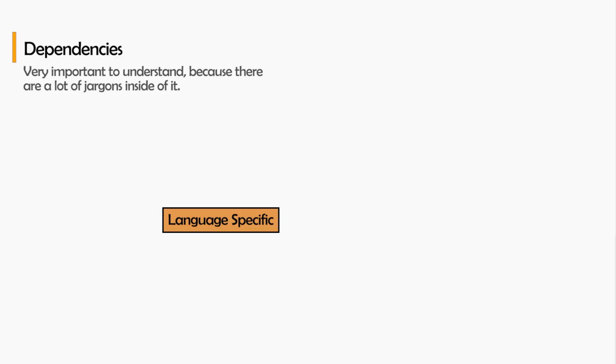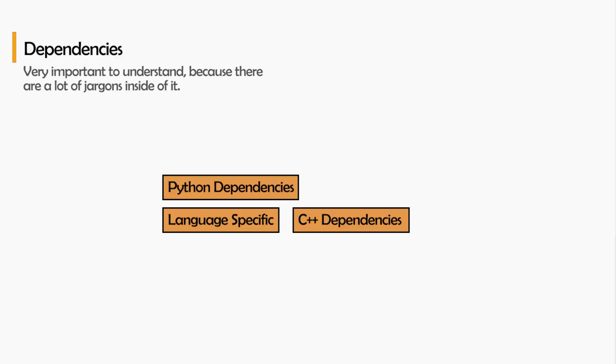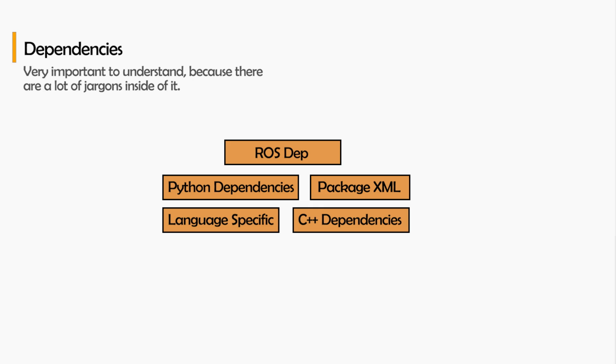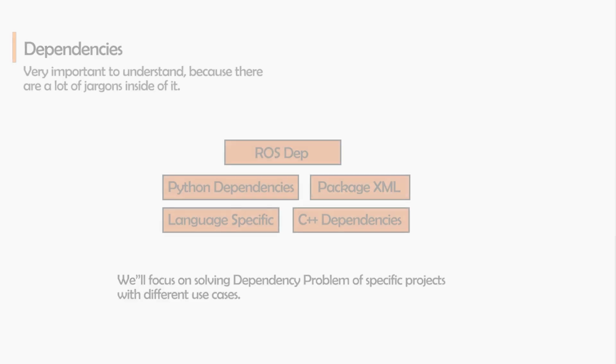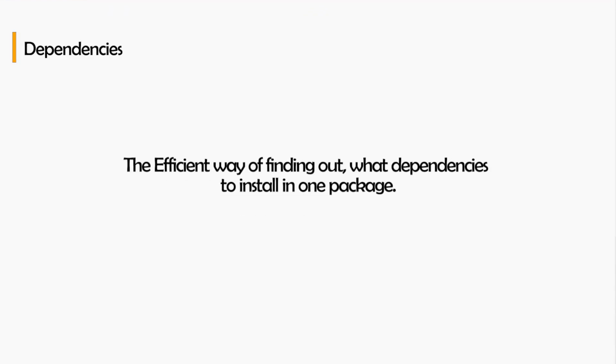First, language specific, C++, Python dependencies, package XML, ROS2 and a lot of things. We will focus on solving dependency problem of specific projects with different use cases. But the main problem is always there. The package is not working. The efficient way of finding out what dependencies to install in one package.